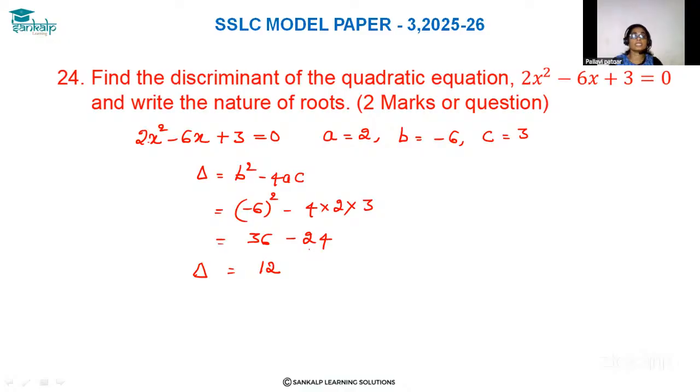So delta is greater than 0, isn't it? So delta is greater than 0. If delta is greater than 0, the equation has two distinct real roots. Okay, so the equation has two distinct real roots. Thank you.